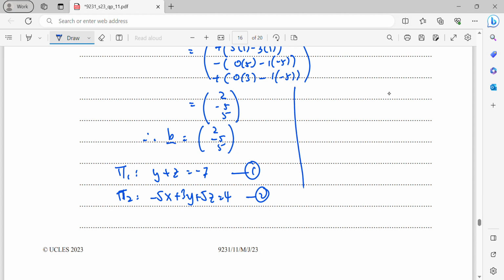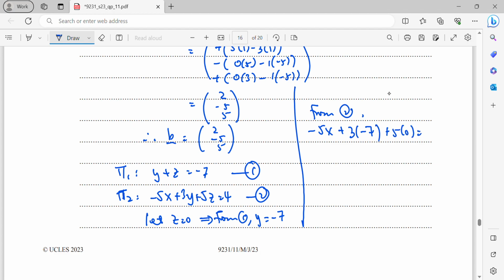So to find the point of intersection, from here you can see 2 equations but 3 unknowns. It means that we will be getting infinite solutions. So I can let my z be 0. You can let the y be 0 or any values, right? So then from the first equation, my y is going to be minus 7. Then from the second equation, I will get minus 5x plus 3 brackets minus 7, then plus 5 bracket 0 equals 4.